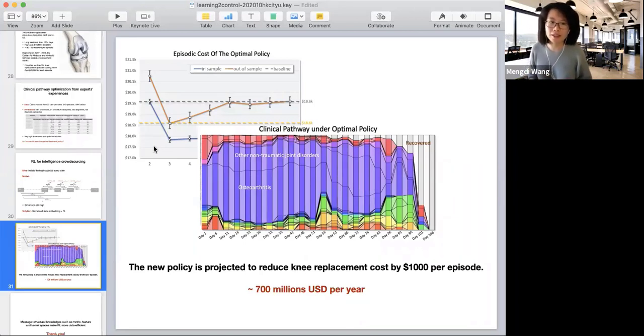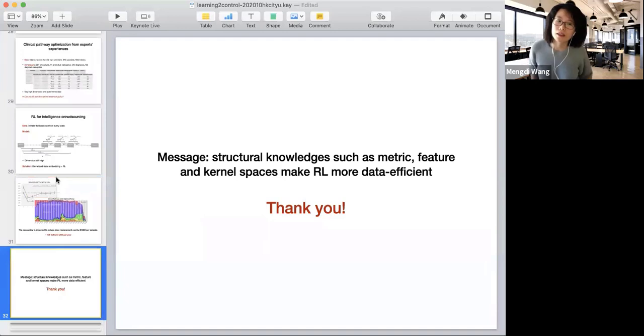In the end, we concluded that it's actually possible to put together the best practices of the clinicians. If we could do that, one could reduce the cost per episode by 1,000 USD without compromising the outcomes of the knee replacement. That isn't a big improvement for a single episode, but if we multiply this number by the total number of cases across the US, that could be huge savings. We can further predict the probability distributions of different clinical pathways for a given patient under the recommended optimal policy.